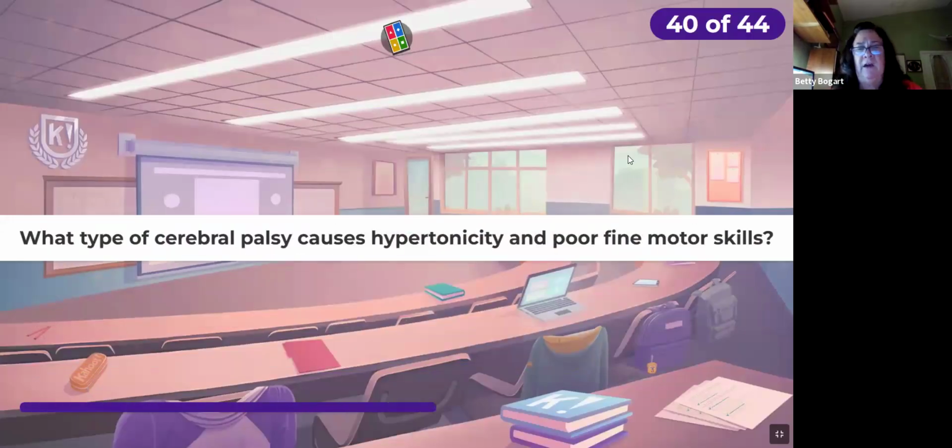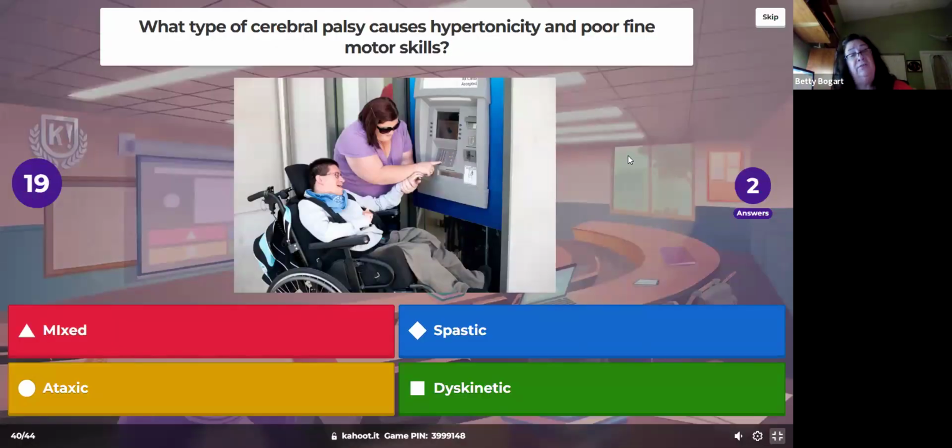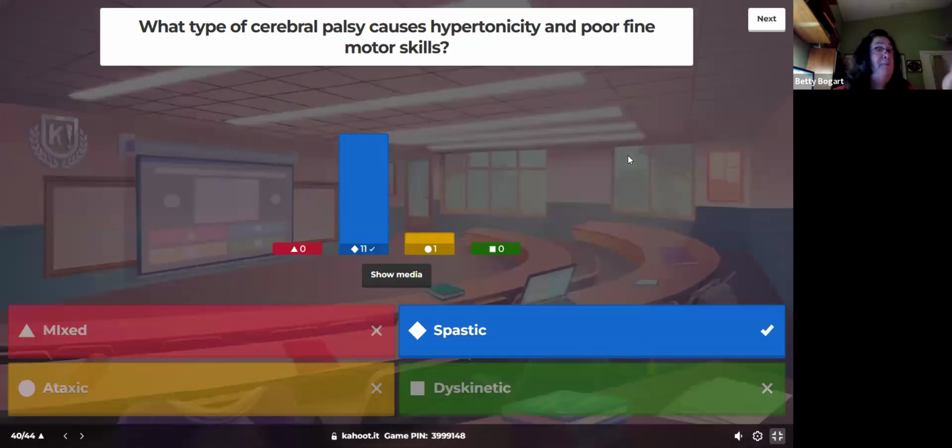What type of cerebral palsy causes hypertonicity and poor fine motor skills? And it's called spastic. Simple as that. Very good.